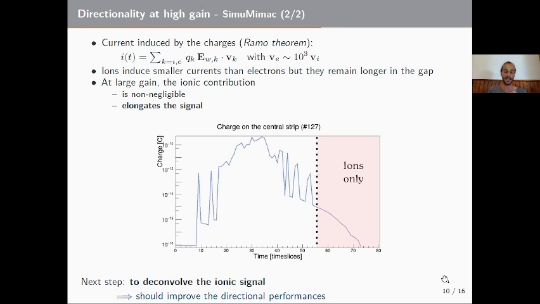And actually, at high gain, there are many ions produced in the avalanche. There will be so many that they will induce a signal that we are able to see. And as you can see, when there is no longer a primary electron arriving, there is still this ionic signal contribution. It elongates the signal we measure. It also distorts the signal we measure. And now that we have the simulation tool that describes it, and with that we understand this ionic contribution, we will try to find a way to deconvolve it and to see if we can improve our directional performances. This is what we are working on now.